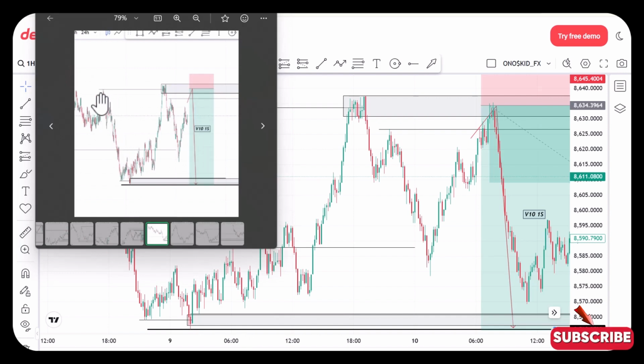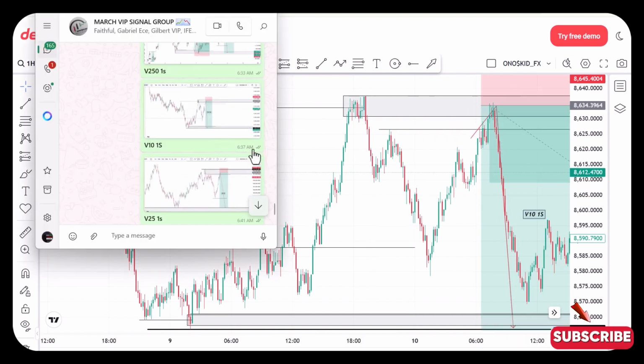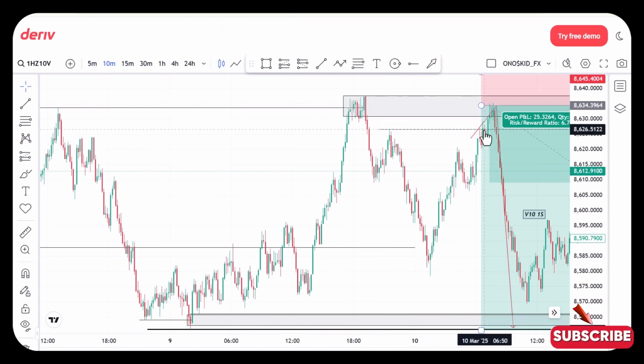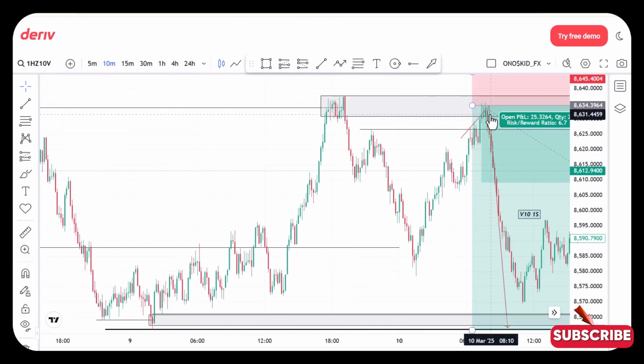I have to spot the sweep of a previous high, just like the strategy that I've been using to trade all this while. So I spotted this unmitigated order block, which is this right here on my screen, and then I sent these signals to the VIP group as well. So price actually came to this block. You can see immediately price tapped into this block. You can see this massive drop to the downside.